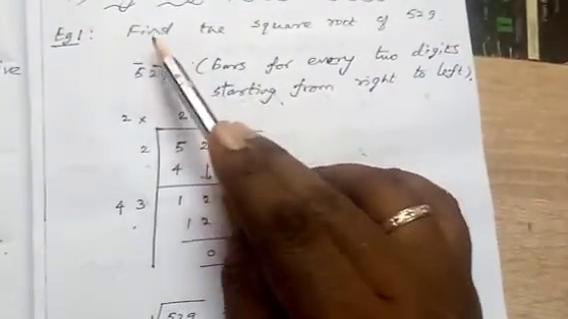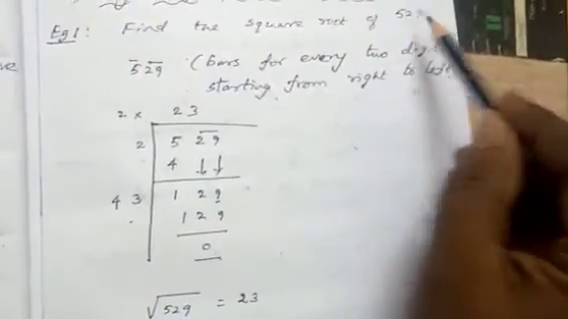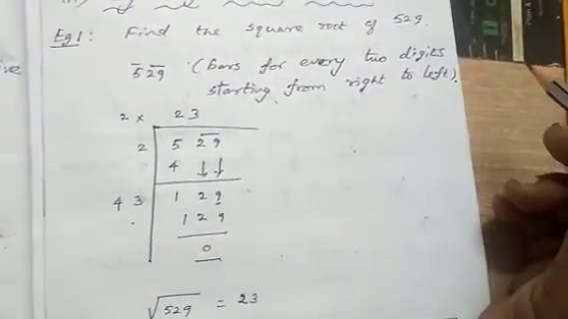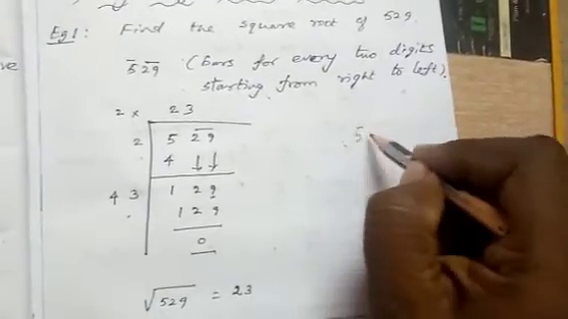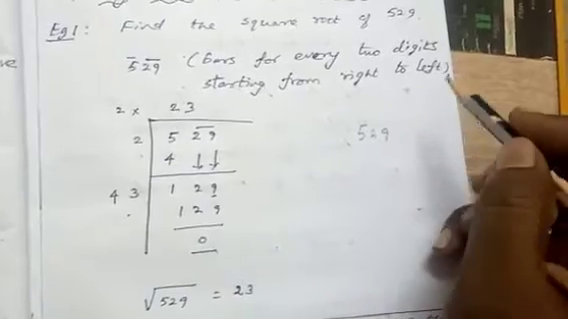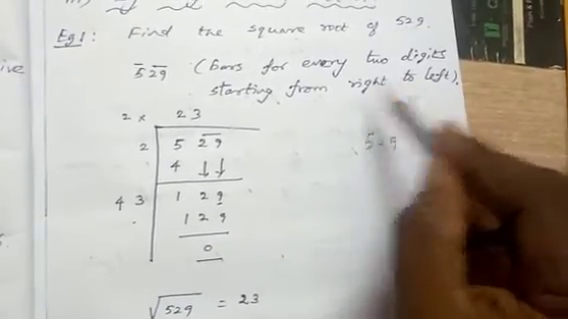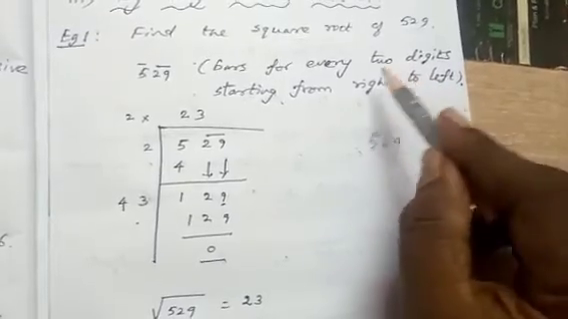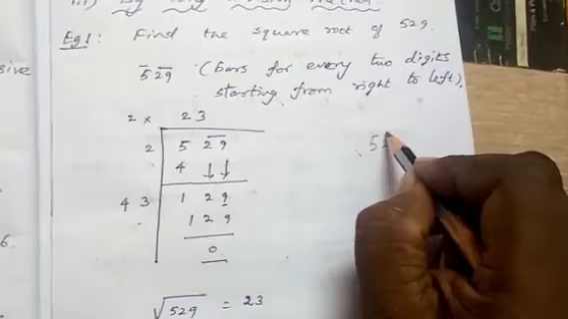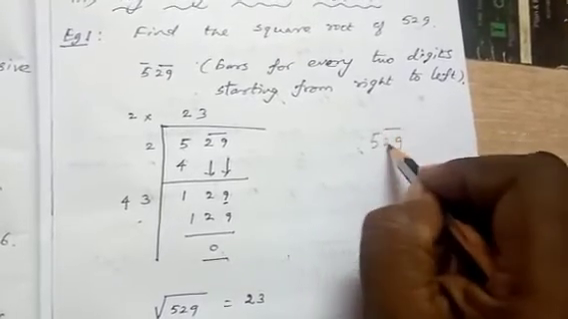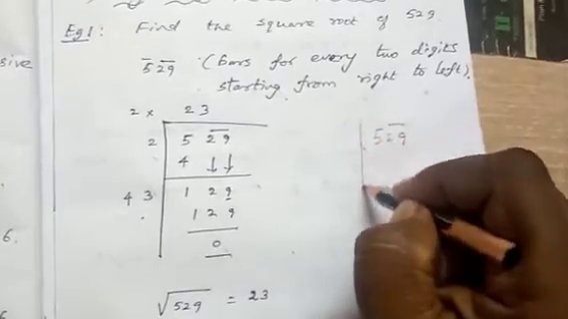The first question is: find the square root of 529. The first step is to put bars over every two digits, starting from right to left. Here is one bar over the pair 29, so 5 is left over. This is the first step.